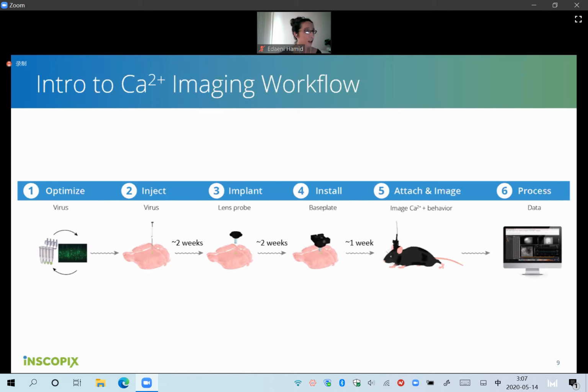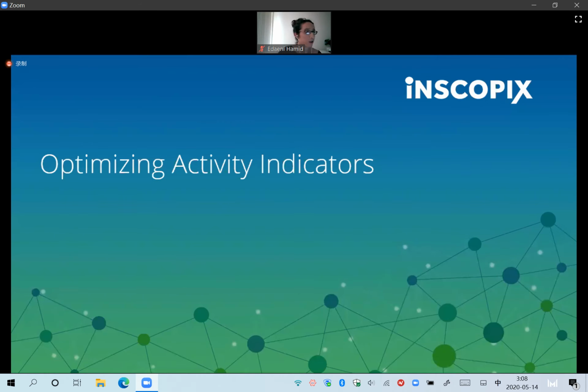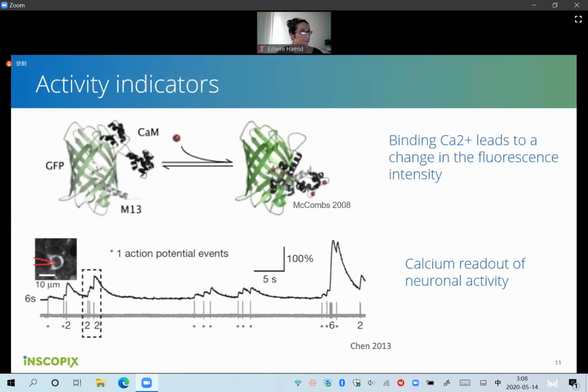So now that you've been introduced to the standard workflow, I'll spend a little bit of time discussing each of the surgical steps involved in preparing your animals for imaging. So we're going to begin with choosing and optimizing your activity indicator. The goal of these imaging experiments is to measure dynamic neural activity. Therefore, dynamic indicators that can be expressed over long periods of time are used.